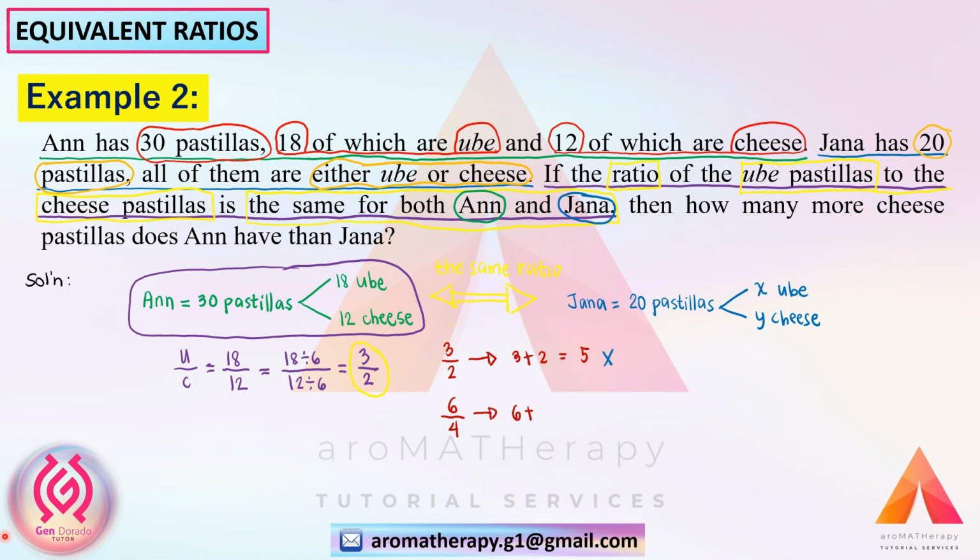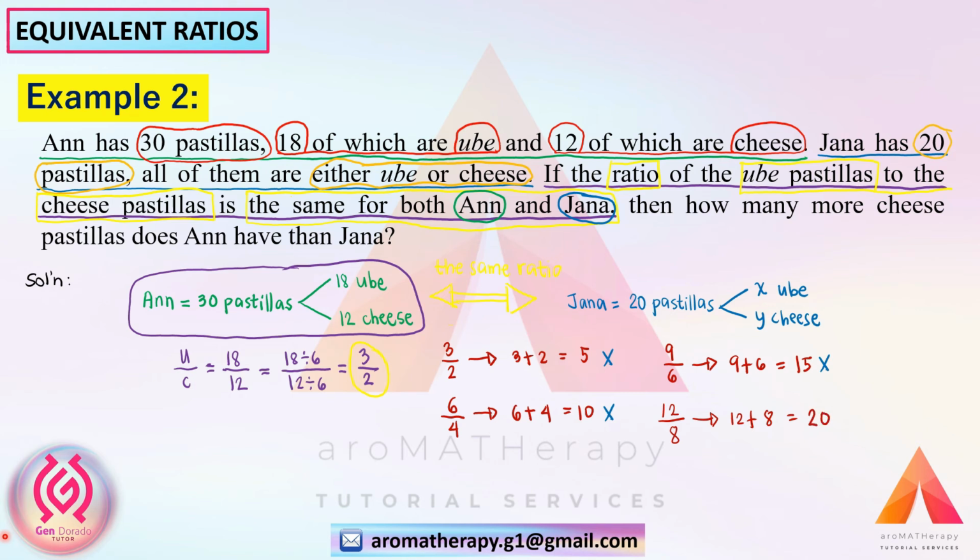6 plus 4 is equal to 10. Hindi pa rin pwede. So, x pa rin. Next, times 3. 9 over 6. 6 plus 9 is 15. Hindi pa rin pwede. So, we write x. Next, ito na. 12 over 8. 12 plus 8 is equal to 20.